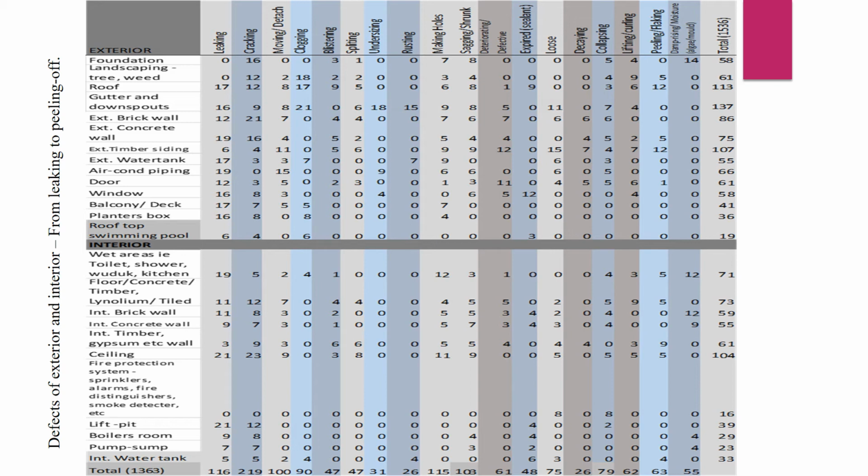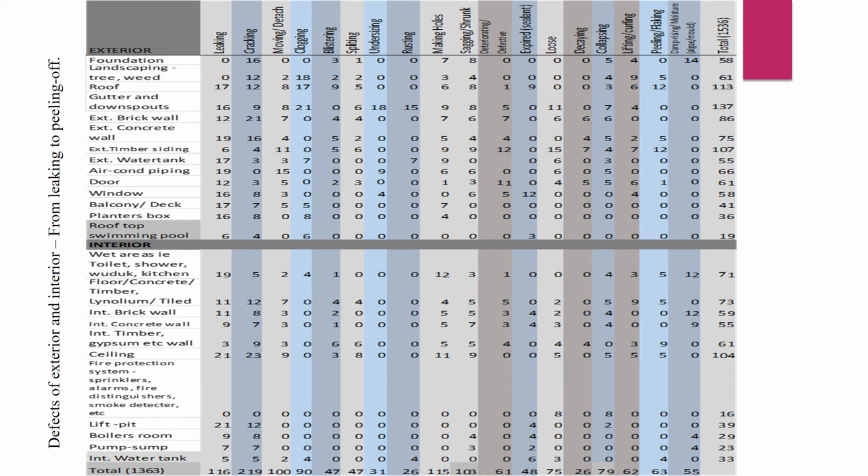The lift pit, and it's total about 1,300. So the interior part about 1,003. So the exterior about 1,005. So it's nearly about 2,800 defects formed from this extensive list.